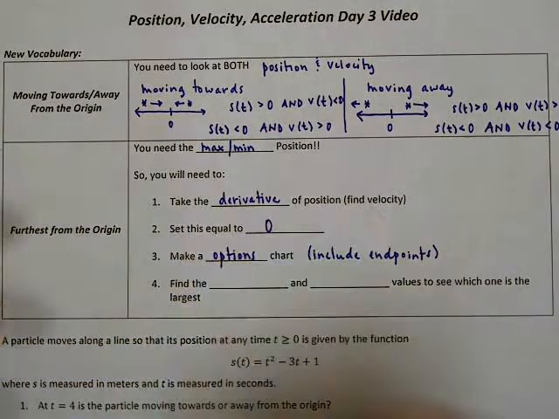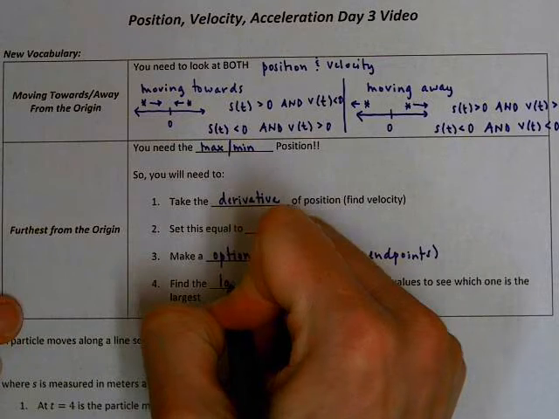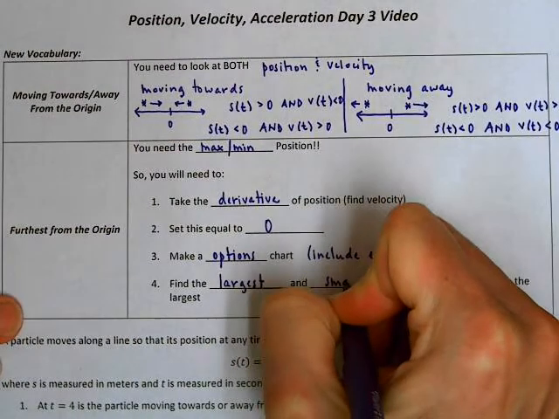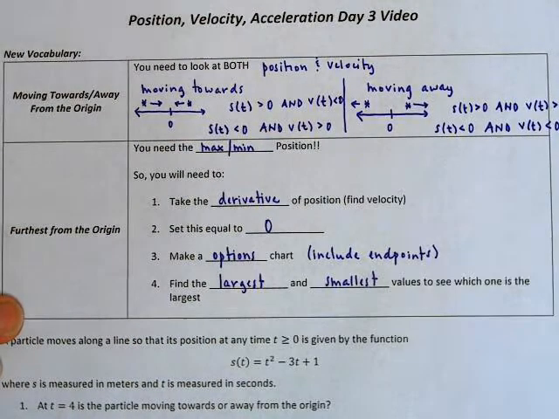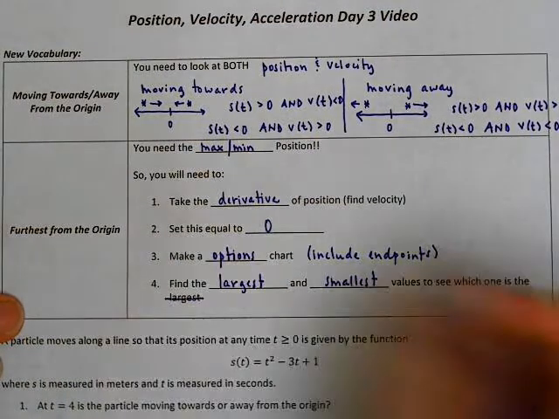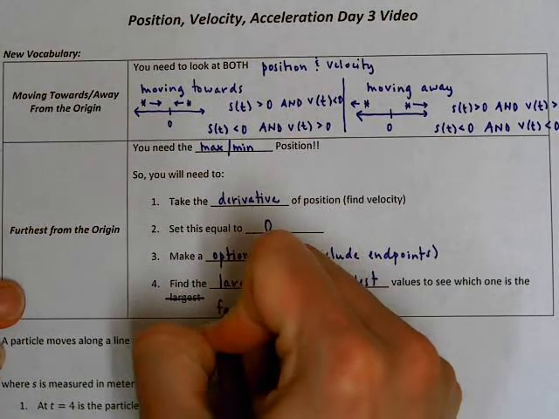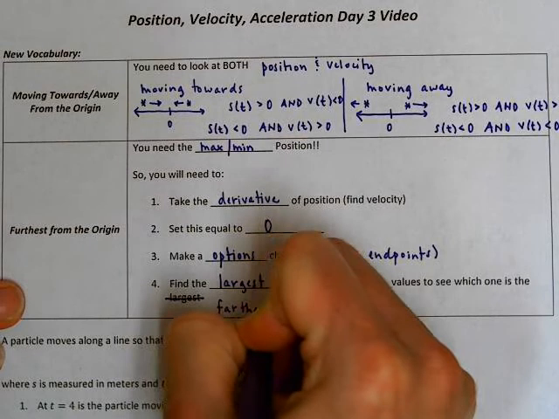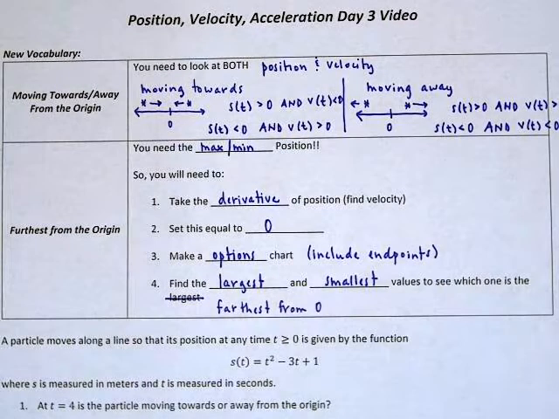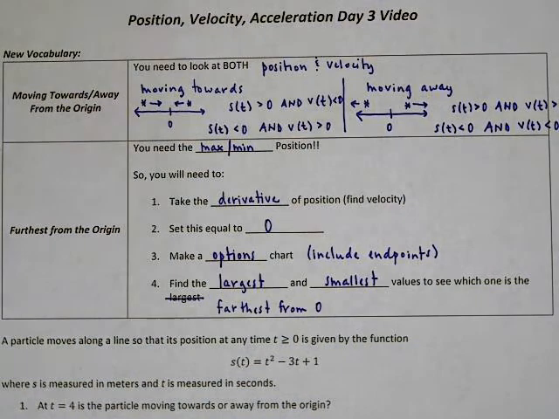Okay, then what we're going to do is we're going to find the largest and the smallest values to see which one is the farthest from zero. So it could be that our max is further from zero, or it could be that our minimum is, so we would need to analyze that.